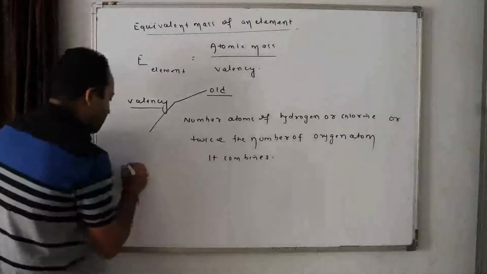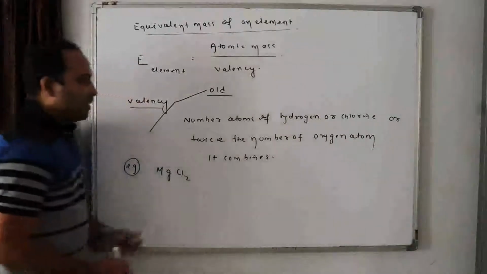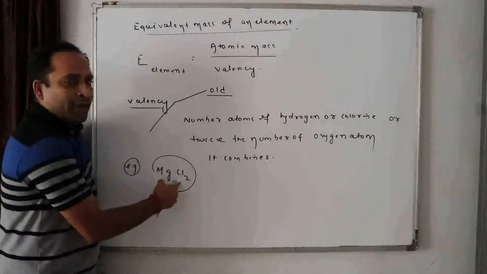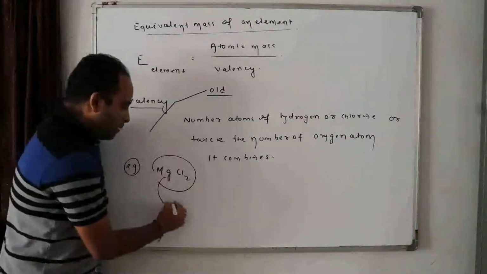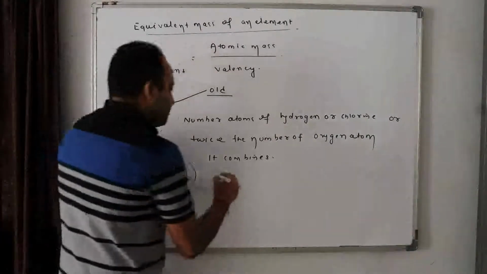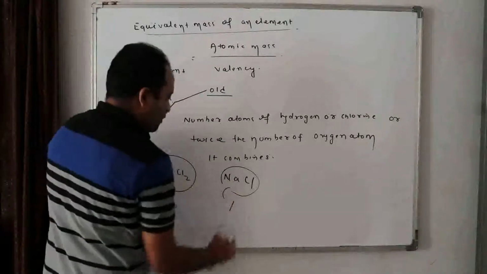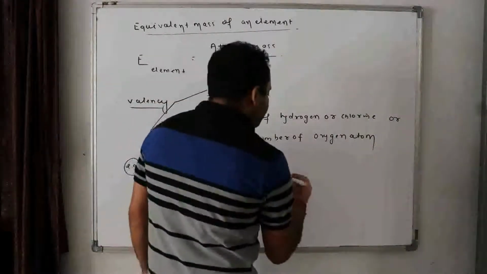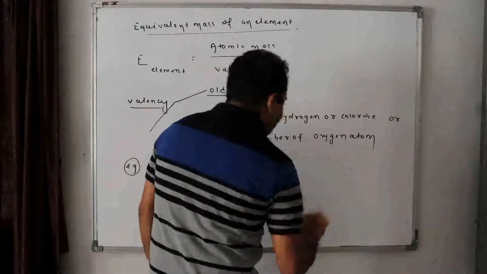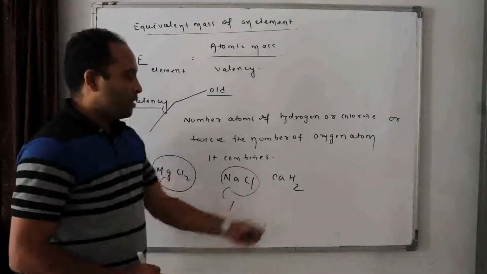Example. First example. What is the valency of magnesium chloride? Number of hydrogen or chlorine atoms it combines with. Magnesium has combined with 2 chlorine atoms. So what is the valency here? The valency here is 2. What is the valency of sodium chloride? 1 chlorine, valency is 1. What is the valency of calcium hydride? Clear? Here calcium combines with 2 hydrogen. Valency will be 2.